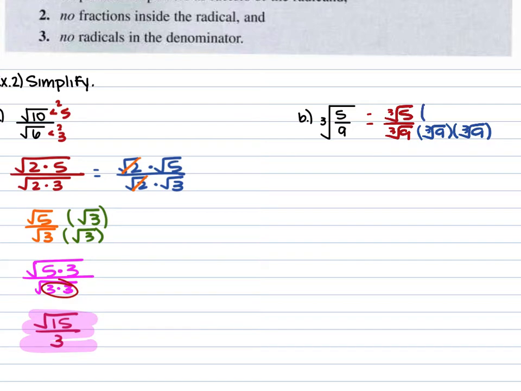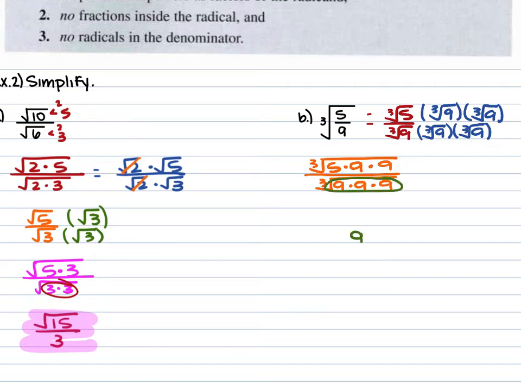You're going to do the same thing up top. So the cube root of 9 times the cube root of 9. Now when you do this, you're going to have the cube root of 5 times 9 times 9 all over the cube root of 9 times 9 times 9. In our denominator, we have 3 of the same number, so they group up and we pull 1 out. So our denominator is just going to be that 9.